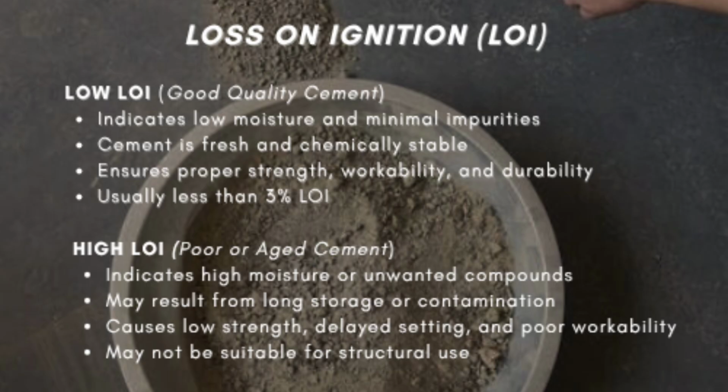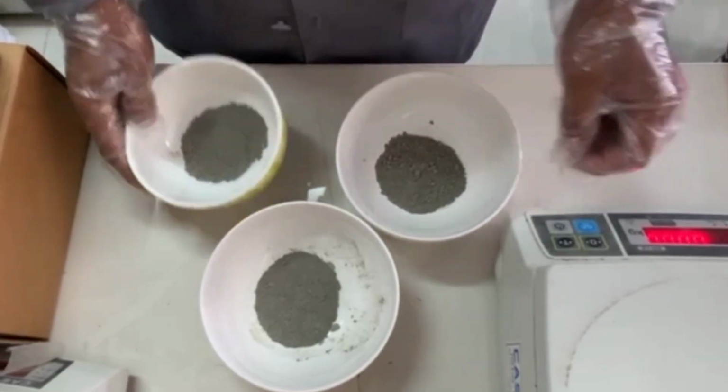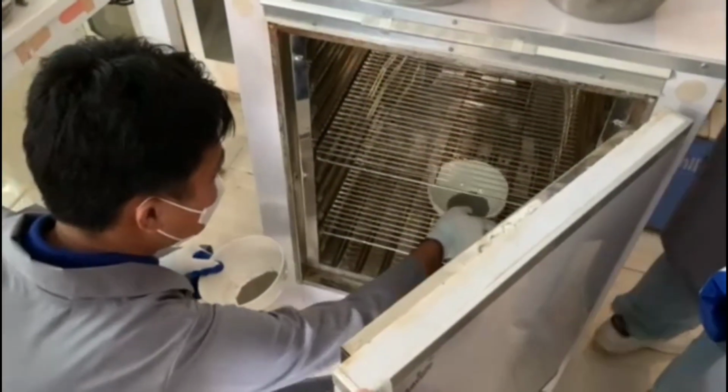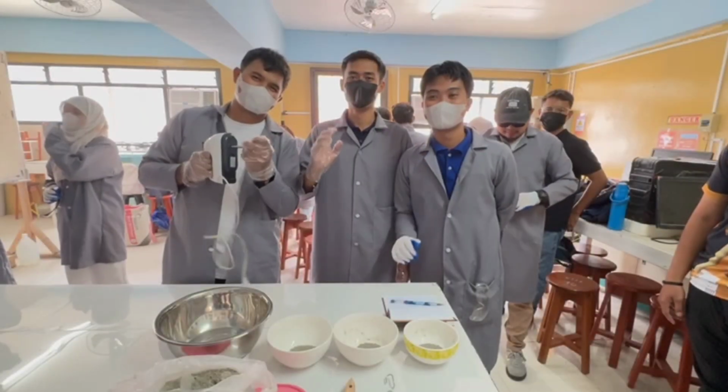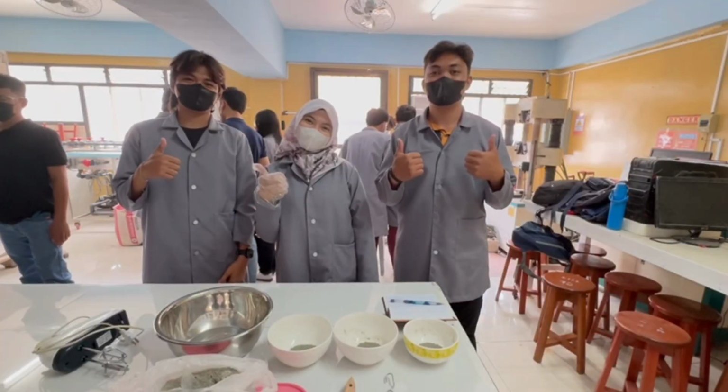A low LOI value means the cement is fresh and good quality, while a high LOI may indicate moisture absorption, carbonation, or other unwanted reaction. In conclusion, the chemical test of cement by wet analysis is a simple but very important test in quality control. So this ends our laboratory activity on chemical test of cement by wet analysis. Thanks for watching.